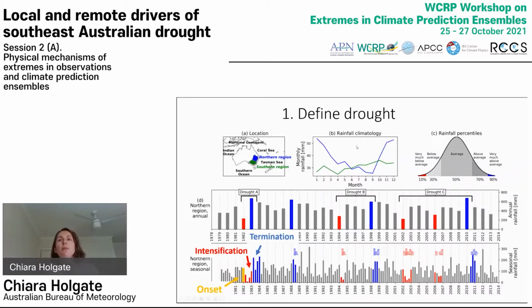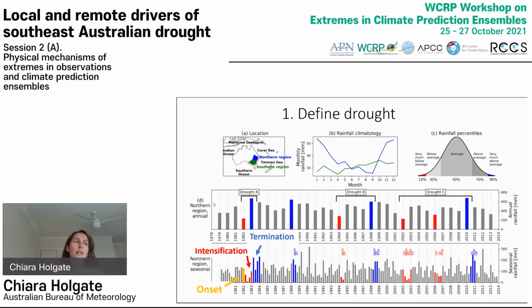As well as the rainfall climatology, we can see here on the right a schematic of what I mean by rainfall percentiles. When I speak about bottom decile rainfall, that means rainfall in the bottom 10% of the record, versus top decile rainfall, which is rainfall in the top 10% of the record. So in this study, we based the drought definition on percentiles. Looking at panel D, this is annual rainfall. Within years with bottom decile rainfall, I then look at the seasonal rainfall, that's the bottommost panel.